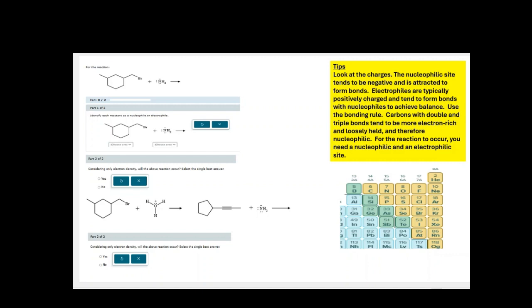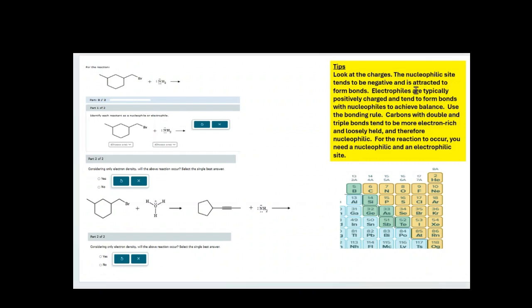Look at the charges. The nucleophilic sites tend to be negative and attracted to foreign bonds. And then electrophiles are typically positively charged and tend to form bonds with nucleophiles to achieve balance. So again, in some instances, you can see such as this hydronium here, the positive sign on it.